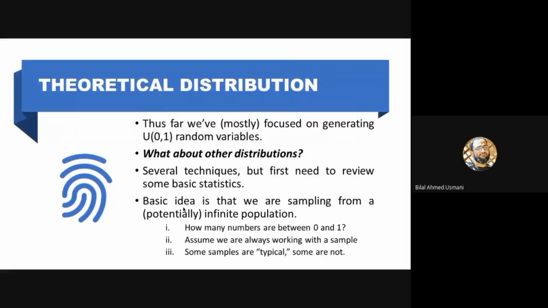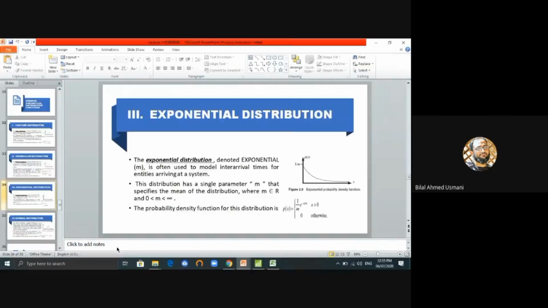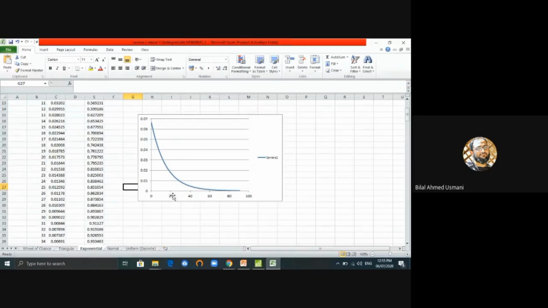There are usually infinite numbers assumed. Assume we are always working with a sample. Some samples are typical, some are not. Typical means some samples are representative; some samples have only particular characteristics. Say for example, for that uniform distribution, if I sample numbers only less than 10, you would have seen a very different picture. And if I sample numbers only between 60 and 80, then that won't be a representative sample.